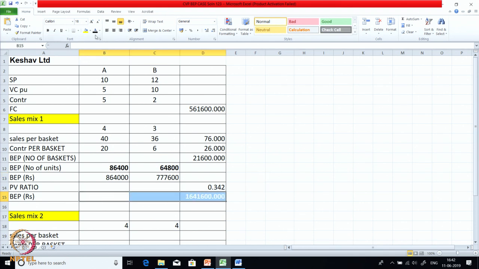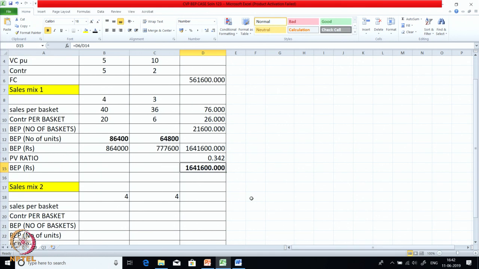Again, we can compute the BEP, which is 16,41,000. I am just trying to give you a cross check. Either you can do it from units multiplied, still you get 1641, or go for the weighted average for the product mix and get BEP. Both will give you the same answer. Are you getting? So, that is for product mix 1.